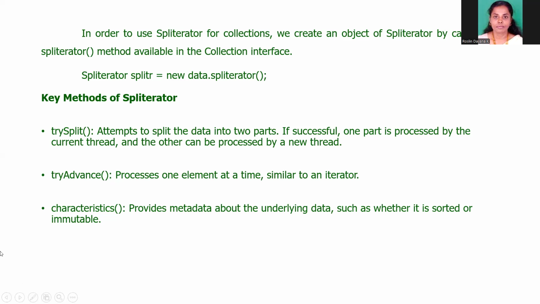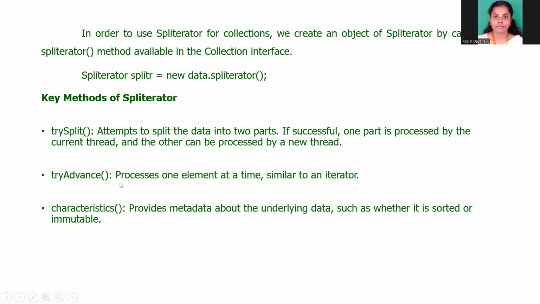Then the key methods of Spliterator. There are three key methods: trySplit, tryAdvance, and characteristics. trySplit is used to split the data into two parts. If it is successful, one part is processed by the current thread and the other part is processed by a new thread. So for parallel execution, we use the trySplit method.